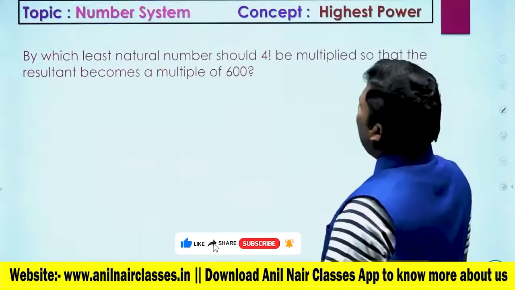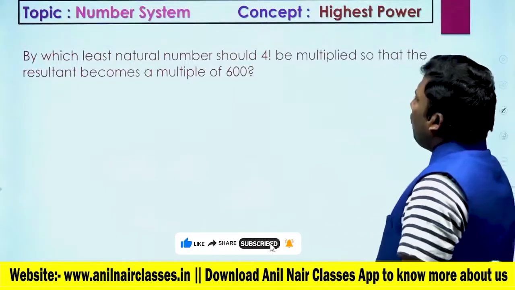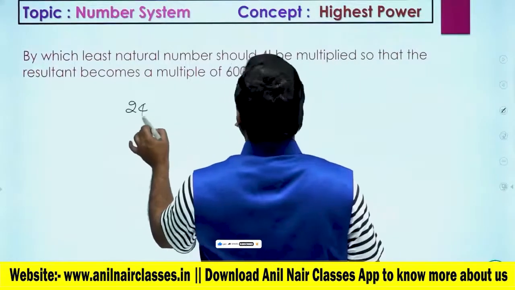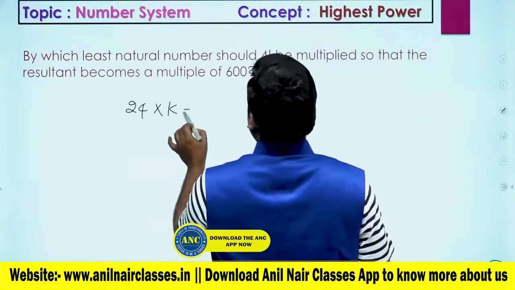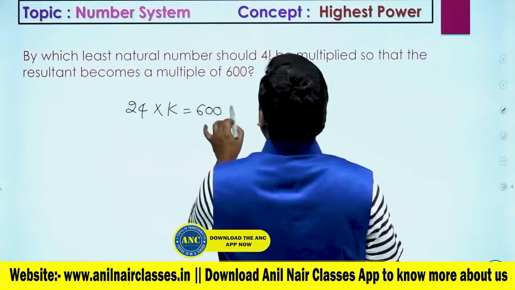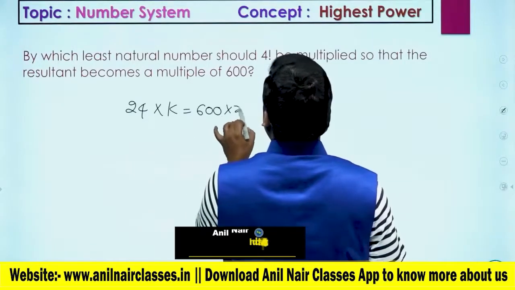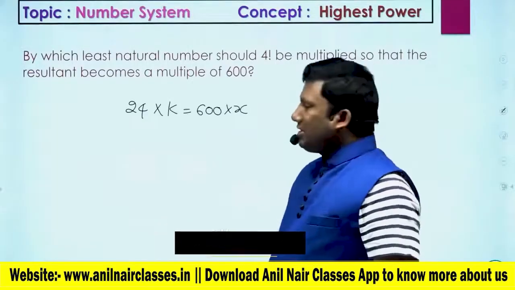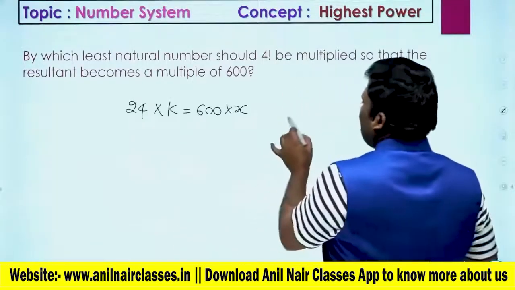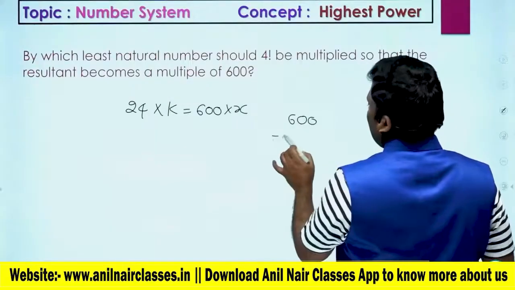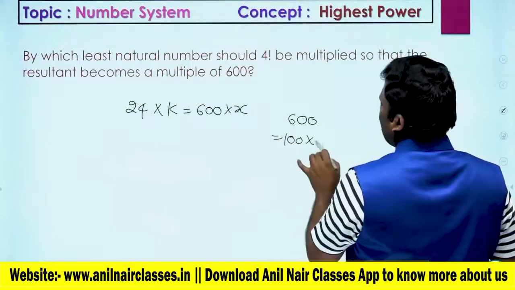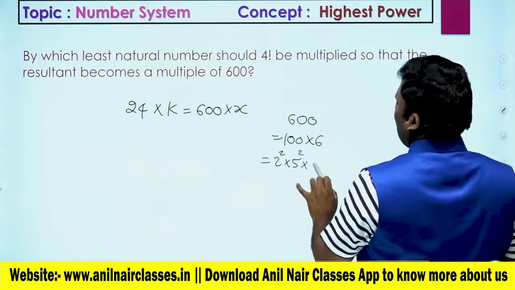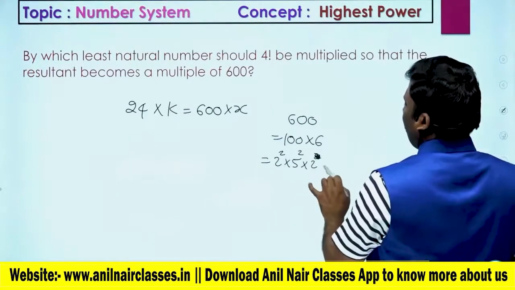By what least natural number should 4 factorial be multiplied? 4 factorial, it is 24. It should be multiplied such that the resultant is a multiple of 600. So 24 into k is 600 into x. What is 600? 600, it is 100 into 6, 2 square into 5 square into 2 into 3.